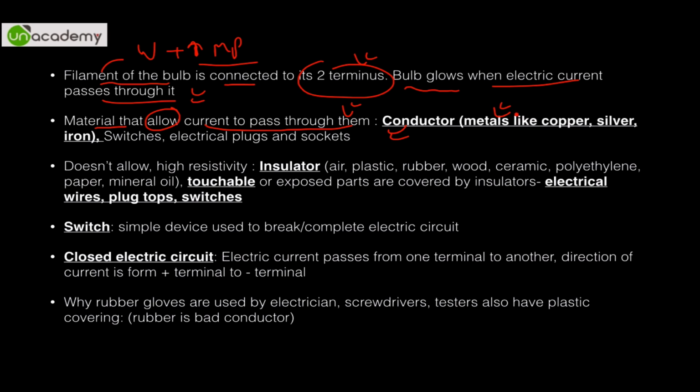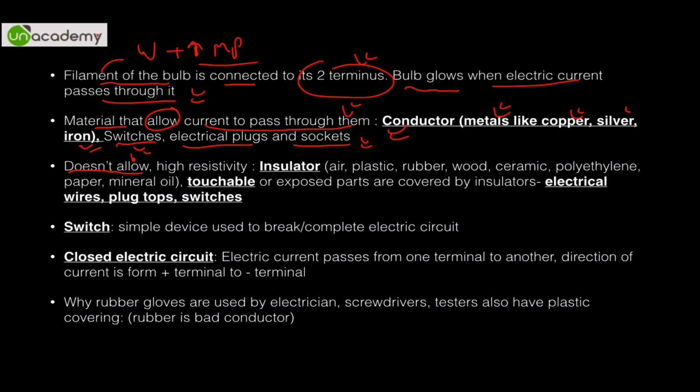They are all metals, most metals like copper, silver, iron, etc. They are good conductors. Silver is the most perfect conductor on this planet, as far as metals are concerned. There are various switches, electrical plugs, and sockets which are made up of these conductors.